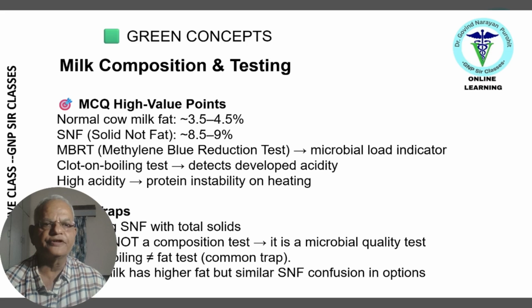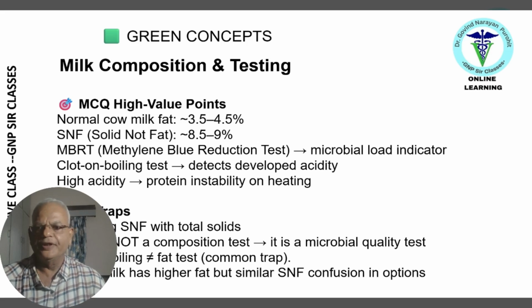And here are some of the MCQ traps. Confusing SNF with total solids. MBRT is not a composition test, it is a microbial quality test. Clot on boiling is not a fat test, it is a common trap. Buffalo milk has higher fat but similar SNF. This is a confusing trap in MCQs, right? Be careful.